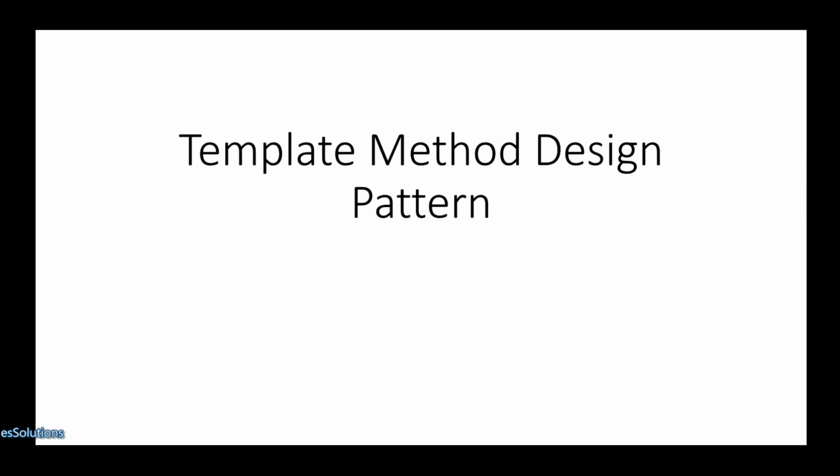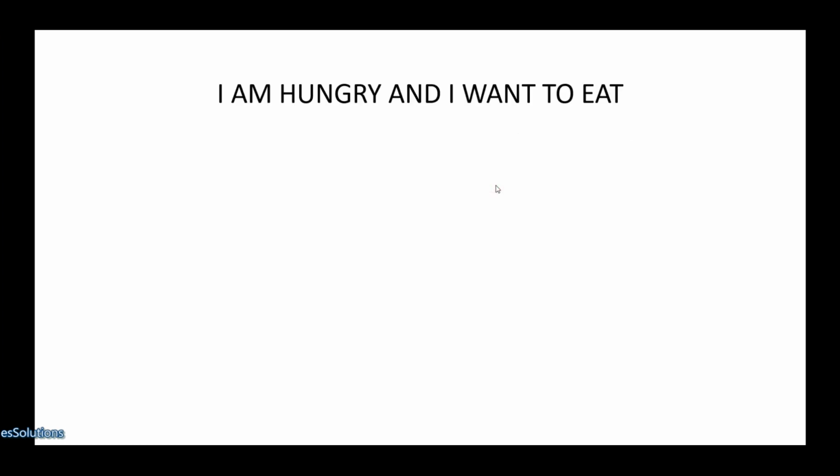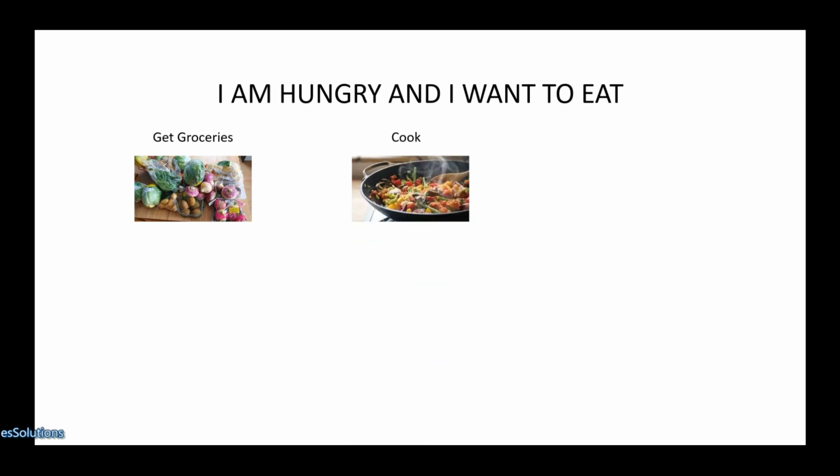So let's have an example in the real world and see what it actually entails. First off, let's say that you are hungry and you want to eat. So what are the steps we need to take? We need to first have the groceries. We need to get those first, after which we can now say we want to cook, and after we cook, at that point we say we want to eat. So that is the sequence of steps we must take in order to get to the point where we eat.